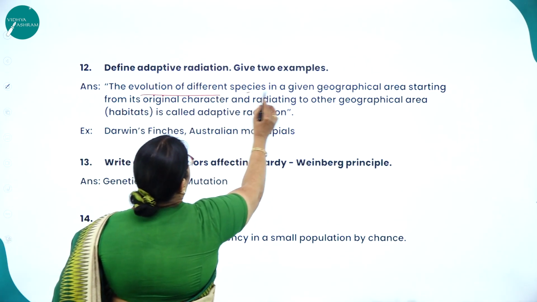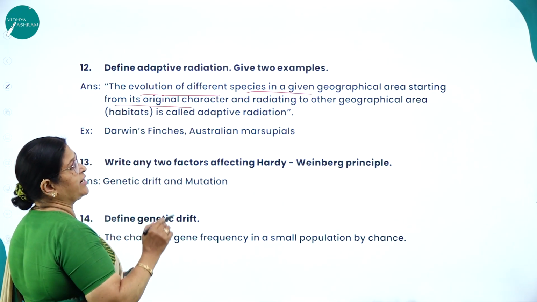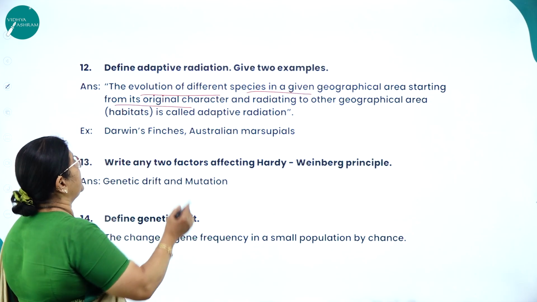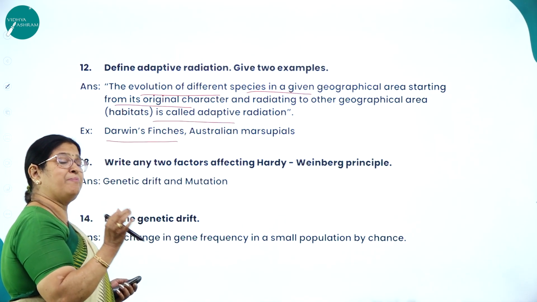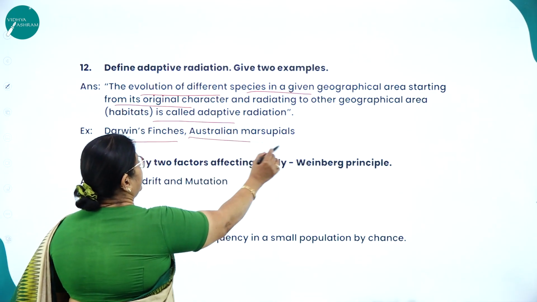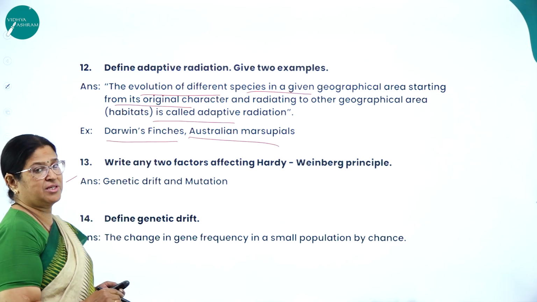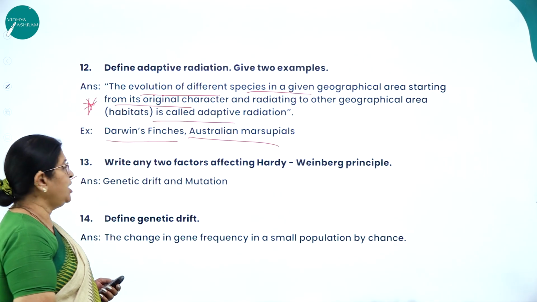The evolution of different species in a given geographical area, starting from its original character and radiating to other geographical areas, is called adaptive radiation. Example already I told. Darwin finches is the best suitable example for adaptive radiation. Then comes the Australian marsupial. So remember these two examples. This is a very important question which is asked for 2-marker question.